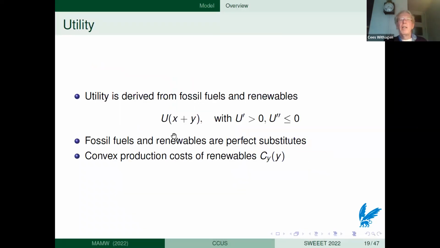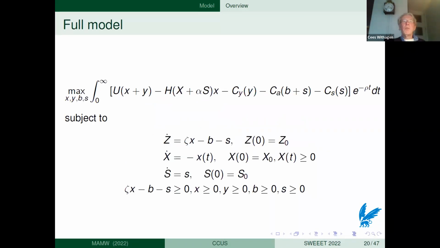And there is utility derived from fossil fuels and renewables. And they are perfect substitutes, and there is convex production cost of renewables. Okay, so we want to find out the optimum in this economy. So we want to maximize social welfare consisting of utility minus the extraction cost of fossil fuel, minus the production cost of renewables, minus the abatement cost, minus the injection cost into active wells. And these are the conditions that we have to satisfy.